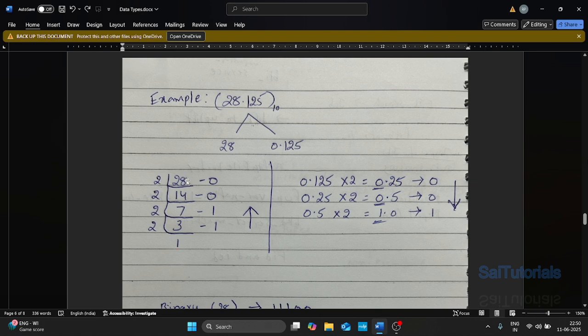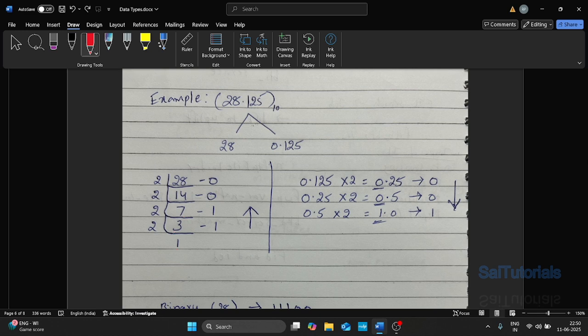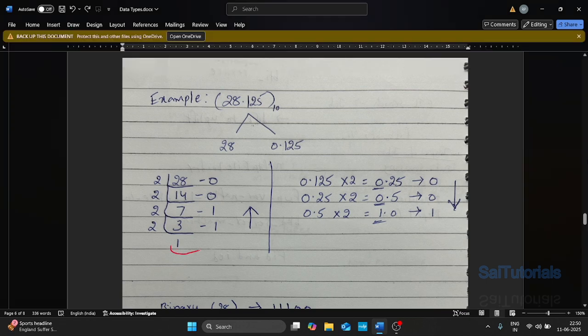So I did a division here, and I got 0 as a remainder. In the second step, again I got 0. In the third step I got 1 as a remainder, and in the fourth step again 1. At last I end up with 1 here. We can't divide 1 by 2, right? That's why we stop the process here. To get the binary format, we need to traverse from bottom to top. That's why we see 1 1 1 0 0. So this is the binary format for 28.